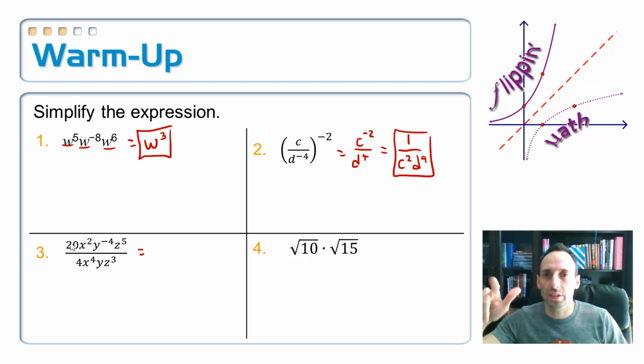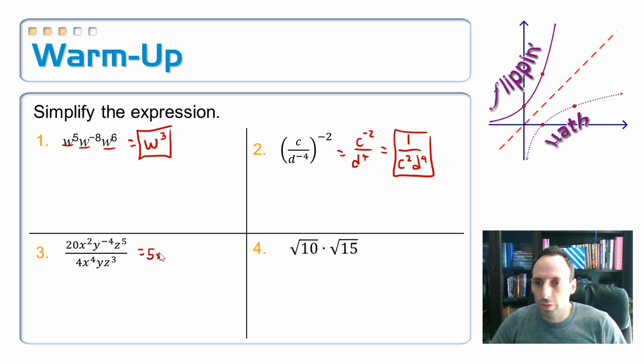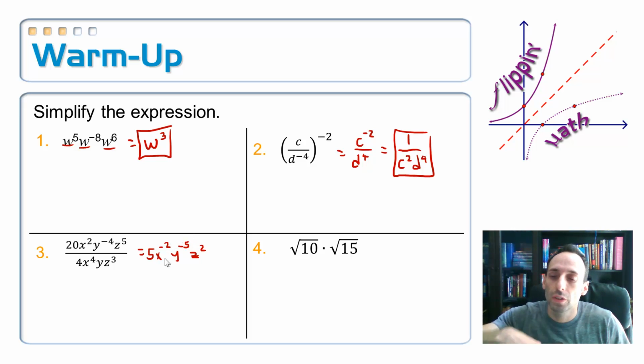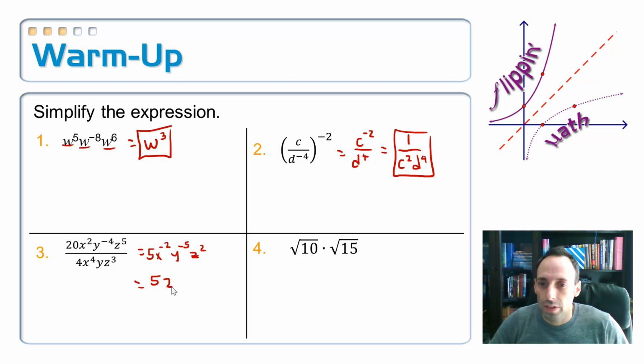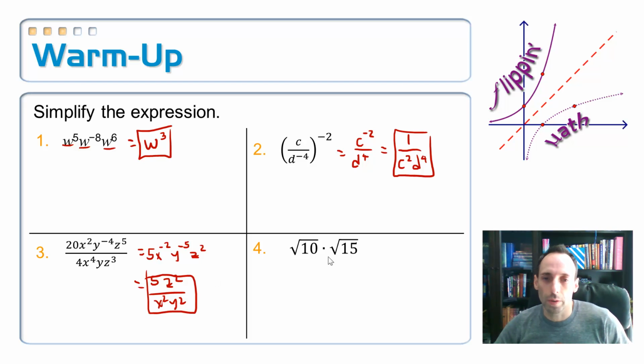All right, on number 3, first divide the 20 by the 4. That's just 5. And then subtract our exponents on like bases whenever you're dividing. So x, and it's 2 minus 4, so that's a negative 2 power. And on the y power, it's negative 4 minus 1, so negative 5 power. And then finally, the z gets 5 minus 3, the second power. And we like to have positive exponents, so all the ones that are negative, let's put them down at the bottom. So that's 5z squared over x squared y squared. Yeah, that one needs a box to match the other ones. Write through the answer.